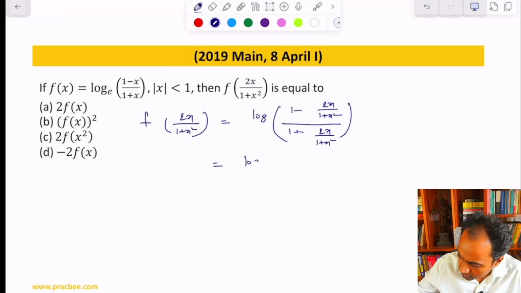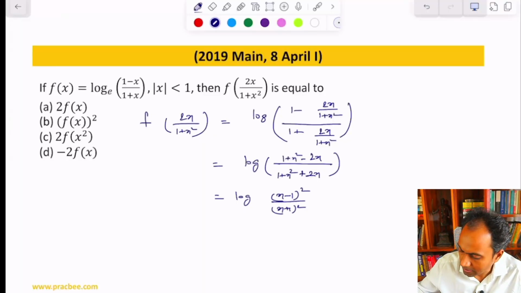Now this will become 1 plus x square minus 2x, the denominator will get cancelled out, 1 plus x square plus 2x. Now if you simplify this, it is log of x minus 1 whole square by x plus 1 whole square. As a result, 2 will come out, and what we have is log of the modulus of x minus 1 by x plus 1.